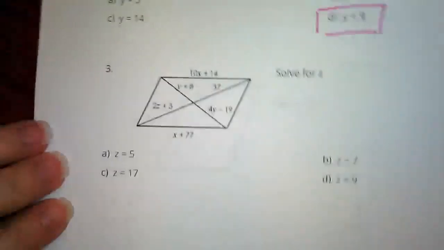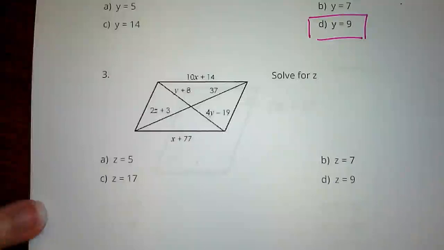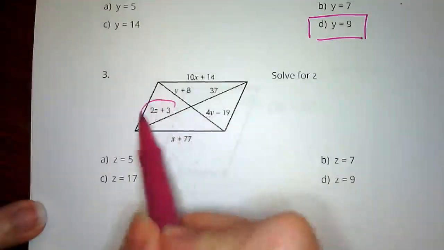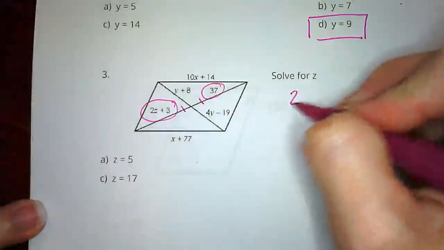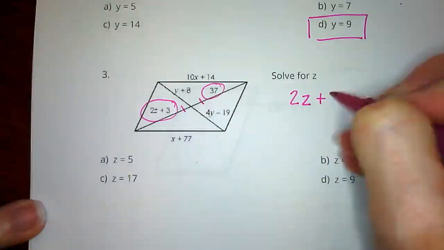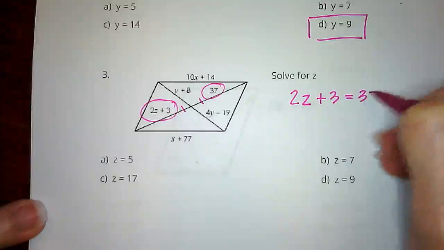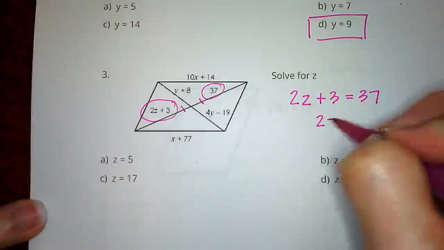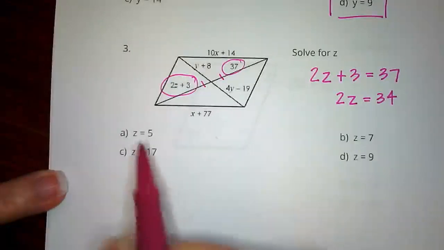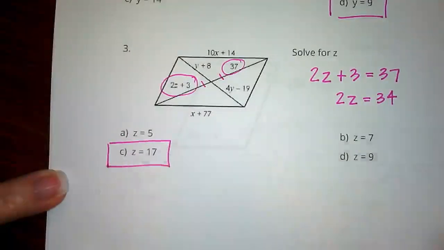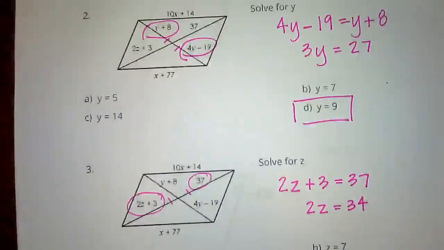All right, number 3, this one we're solving for z. So we have z here, and we know that those two pieces are congruent. So 2z plus 3 has to equal 37. So that tells us that z is going to be 17. All right, next up.